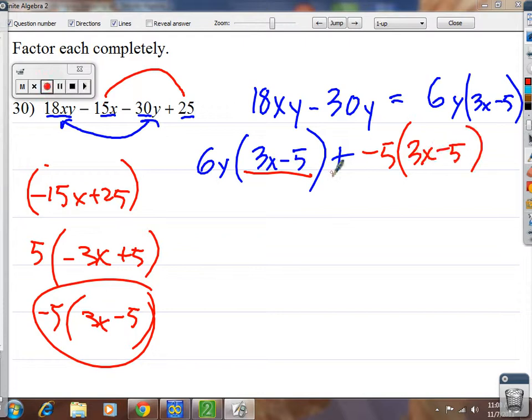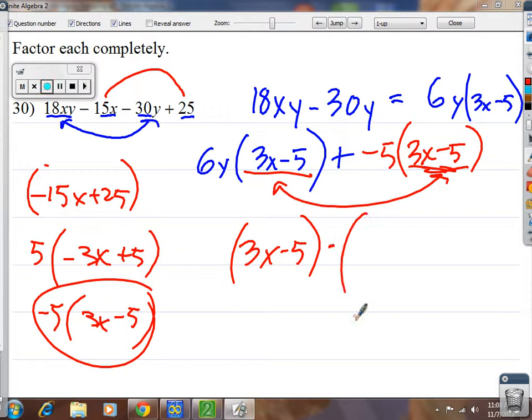Now I got 3x minus 5 and 3x minus 5. I got a common factor. So I got two terms here. This term plus this term. The GCF is 3x minus 5. So now I'm going to factor out a 3x minus 5. 3x minus 5 times 6y minus 5. And that is problem 30.